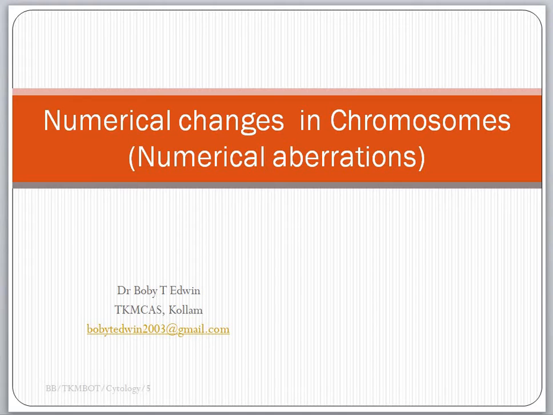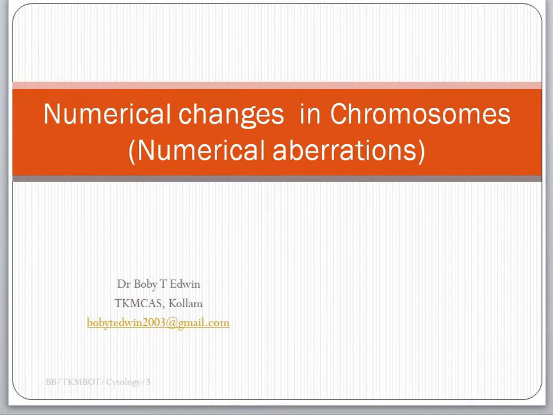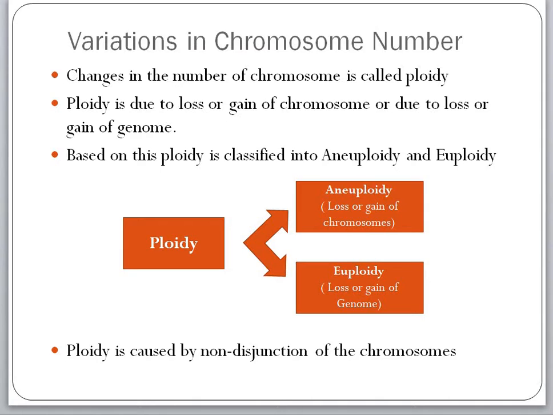In this session, we will discuss numerical changes in chromosomes. Diploid condition is the normal condition of a cell where two bundles of chromosomes are present. Changes from this diploid number are often referred to as numerical changes in chromosomes. The changes in chromosome number can be of two types.